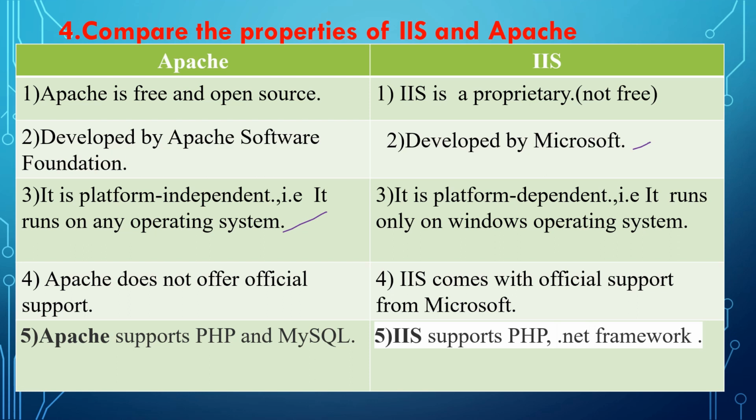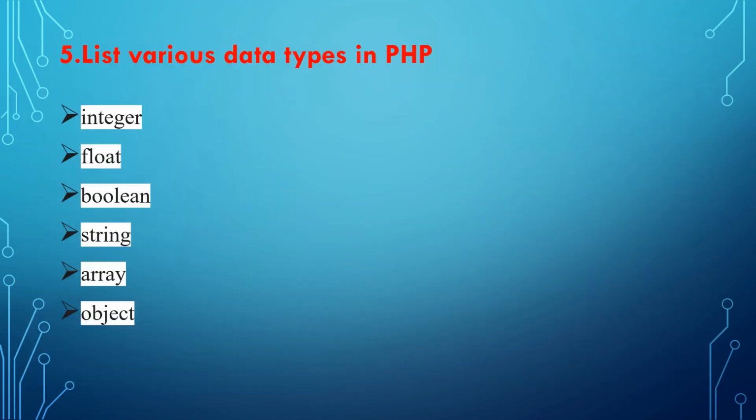But IIS is platform dependent. It runs only on Windows operating system. Apache does not offer any official support, but IIS comes with official support from Microsoft. Apache supports PHP and MySQL. IIS supports PHP and .NET framework. So these are some of the properties of IIS and Apache web servers.